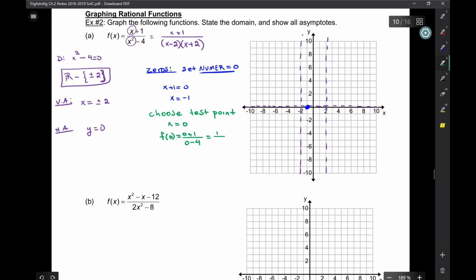So 1 over negative 4. Okay? So that means when x is 0, y is negative 1/4. Does that narrow down the possibilities for us? Yeah. It sure does. So it's this one. Okay? Looks like a tangent graph.